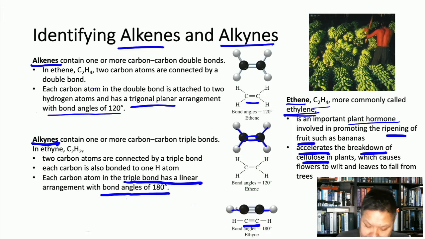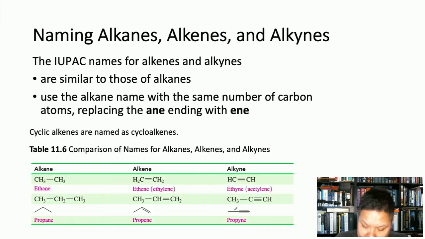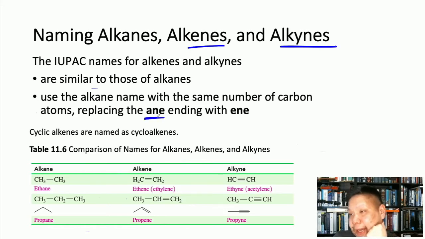Keep that in mind. So how do we name alkenes and alkynes as compared to alkanes? Well, in alkanes, we always name it with an "ane," like ethane. Well, with alkenes, we just change the "ane" to an "ene."